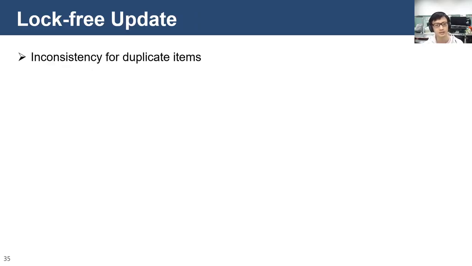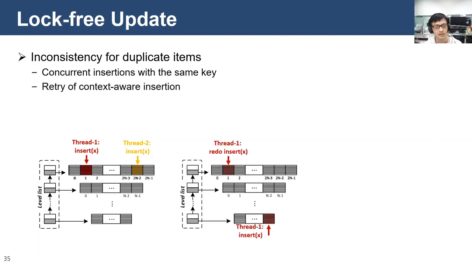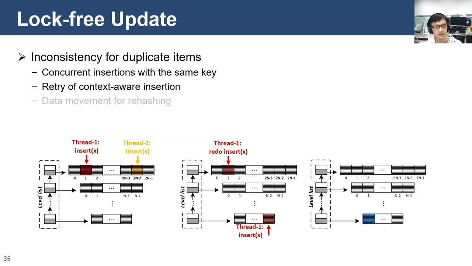For lock-free update, the pointers are updated automatically via compare and swap. However, duplicate items may lead to inconsistency after being updated. There are three cases for duplicate items: concurrent insertions with the same key, retry or context-aware insertion, and data movement for rehashing. We further classified the three cases into two classes according to the pointers.